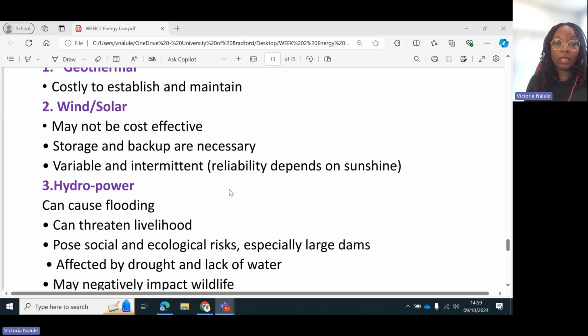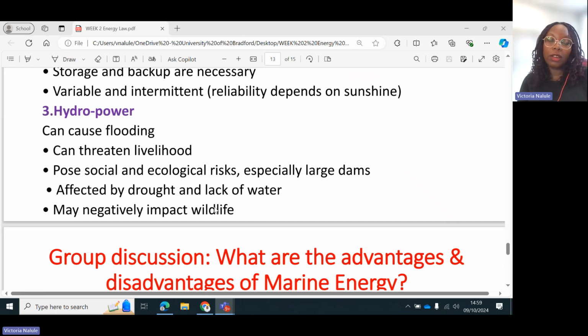And for hydropower, it's capable of causing flooding, especially during rainy seasons for developing countries that have different types of weather. We have seen some people die because of the flooding in the dams, and it can threaten livelihoods. It can pose social and economic risks, especially large dams, and it can be affected by drought or lack of water. If a country is hit by drought and they can no longer have access to that water, then it will be hard for them to access this hydropower, and it may negatively impact wildlife.